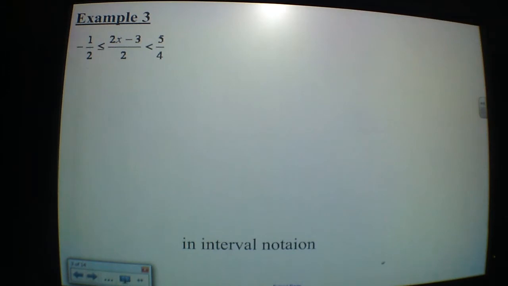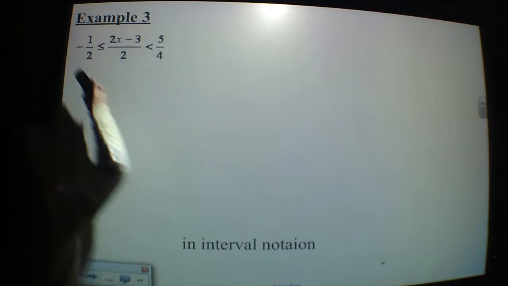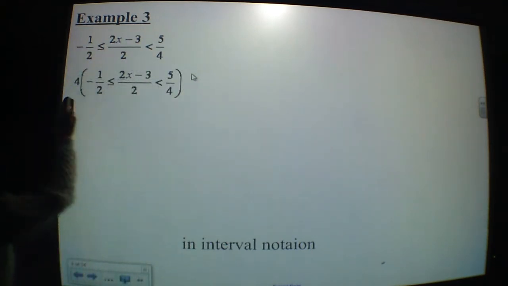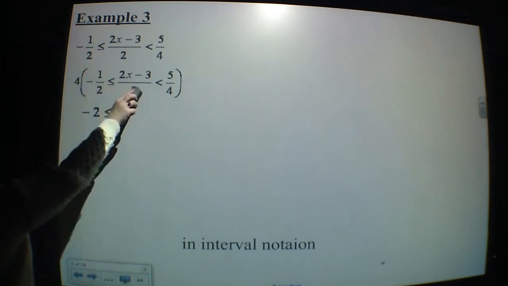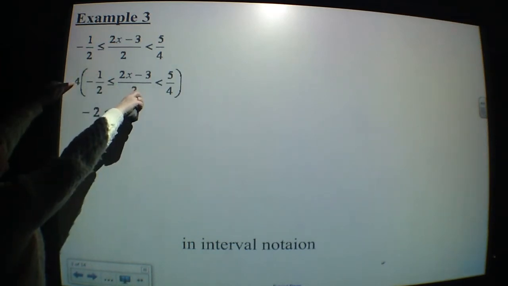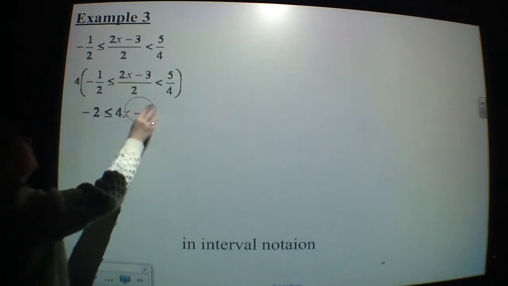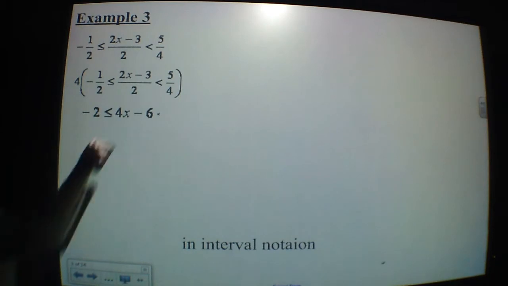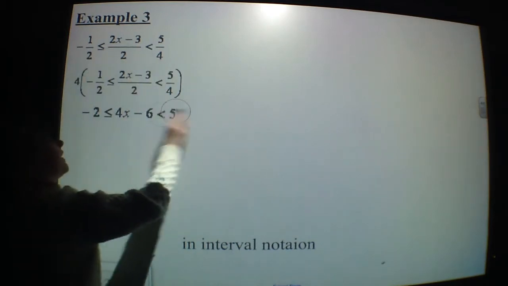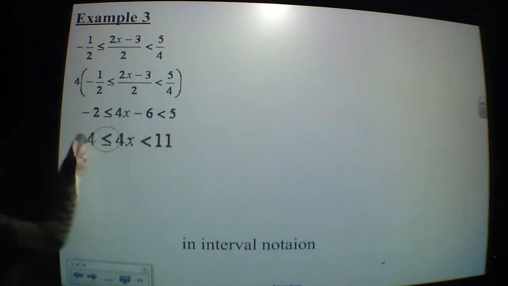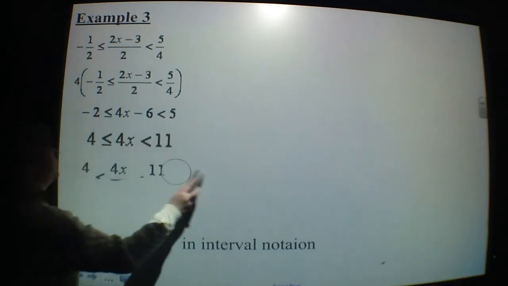Solve example 3. Multiply each side, or everything, by 4. 4, 4, and 4. So when I multiply the first by 4, I have negative 2. When I multiply this by 4, this will cancel, and you'll have 2 times 2 is 4x. 2 times negative 3 is minus 6. Distribute, you'll have 5. Add 6. Divide by 4.